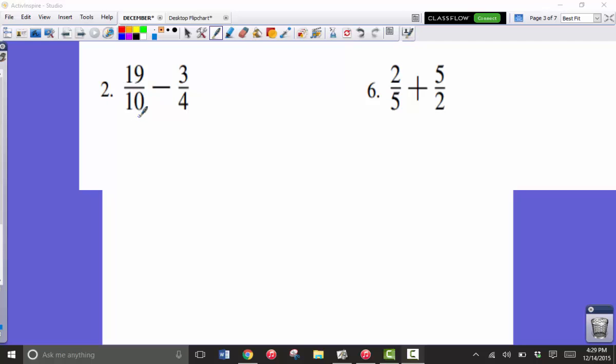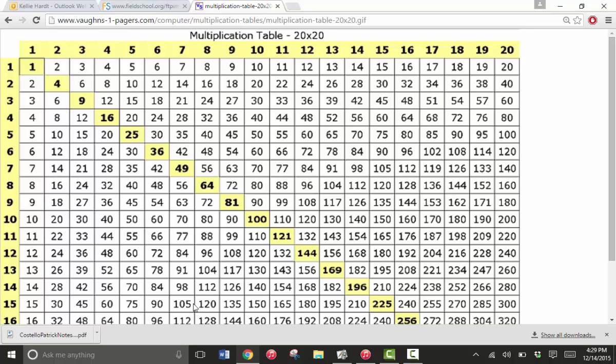First thing that we're going to do is set up the fractions vertically like this. And now we must find a common denominator. Remember, you can also use your multiplication chart if you're not sure. Like this.